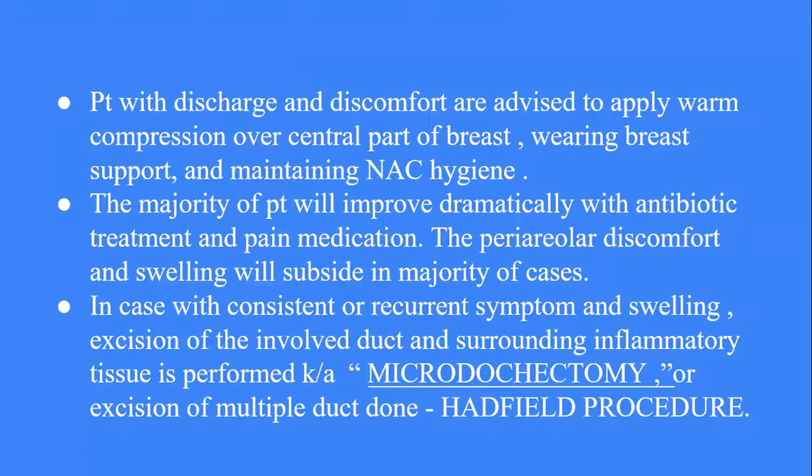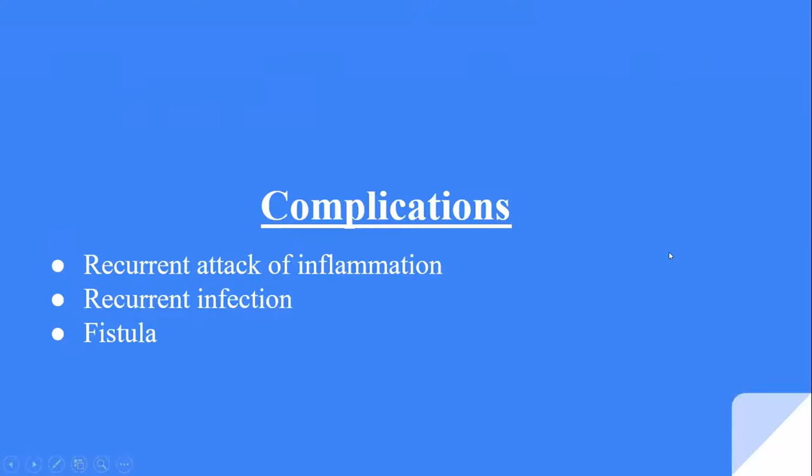In cases with consistent or recurrent symptoms and swelling, excision of the involved duct and surrounding inflammatory tissue is performed, which is known as microdochectomy, or excision of the multiple major ducts can be done, that is known as Hadfield's procedure. The complications can be recurrent attacks of inflammation, recurrent infections, fistula, abscess, and thick nipple discharge.